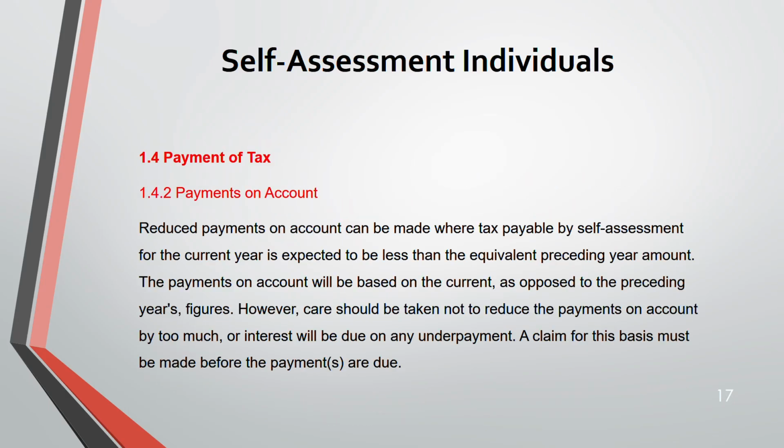Now, you can make a reduced payment on account. What is a reduced payment on account? You are making an election that you want to reduce the amount that you are going to pay on account. But there is a condition for this. You can make it where you are expecting that your current year amount is going to be less than the preceding year amount. You are expecting that the current year amount will be less than the previous year.